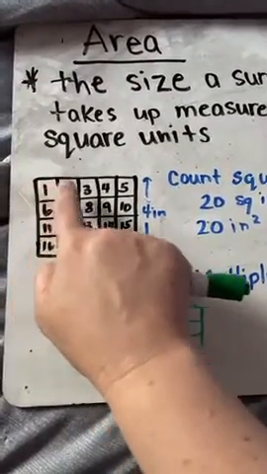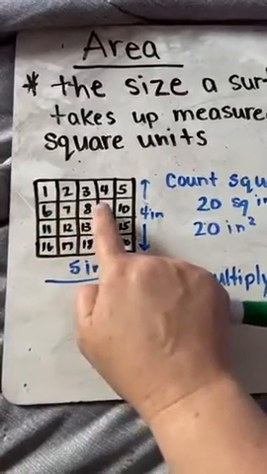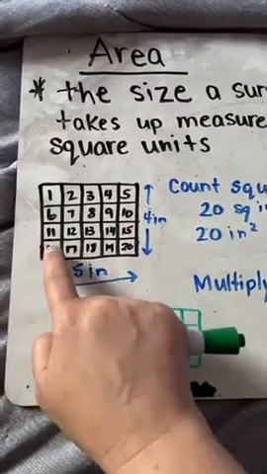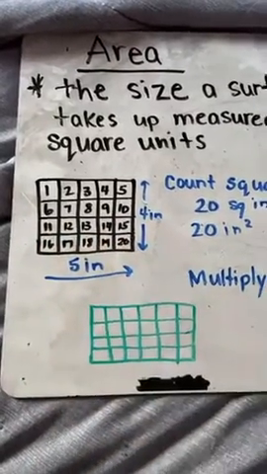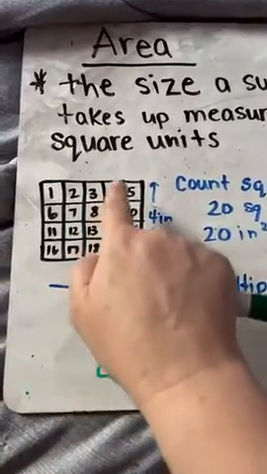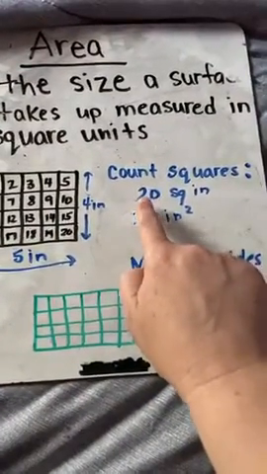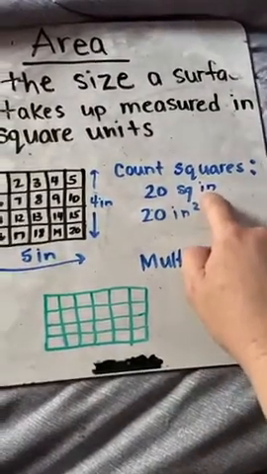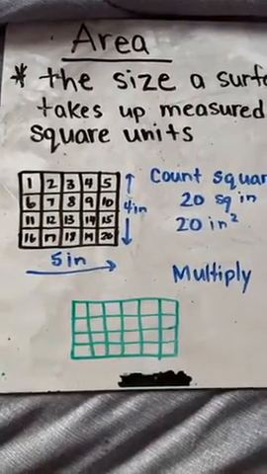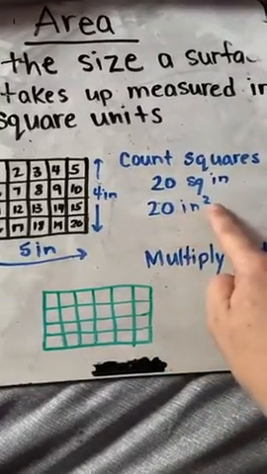Count with me. 1, 2, 3, 4, 5, 6, 7, 8, 9, 10, 11, 12, 13, 14, 15, 16, 17, 18, 19, 20. So how many squares are in my box? You're right. So the area of inside my box would be 20 square inches because we counted them up and there's 20 squares in here. Now we can also write it this way, 20 inches square.